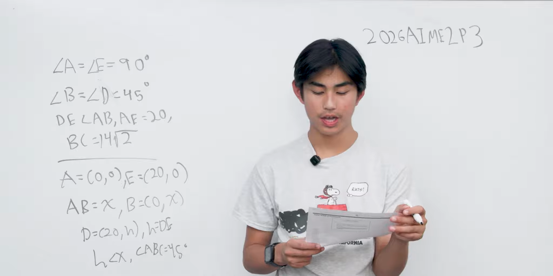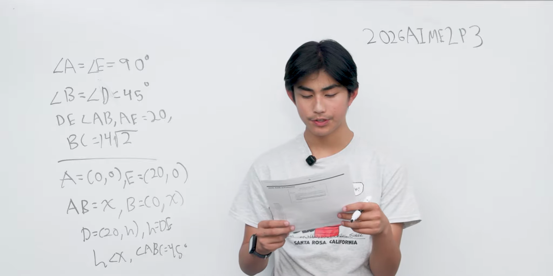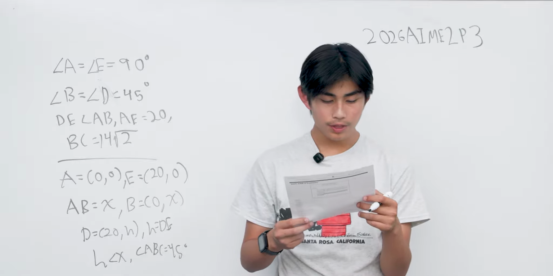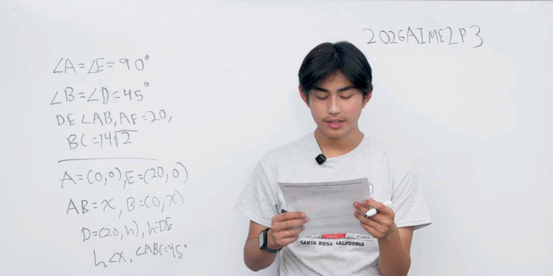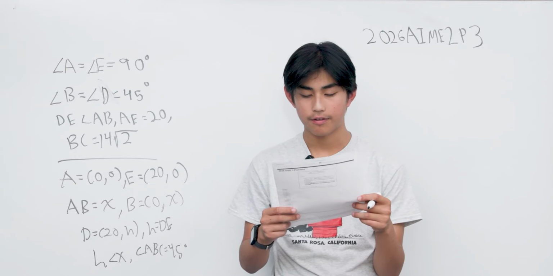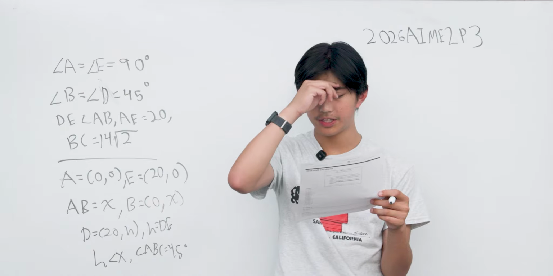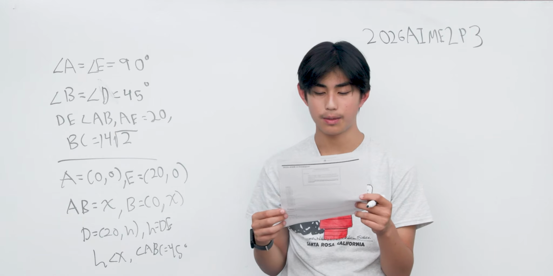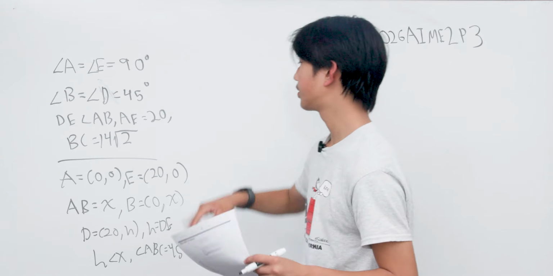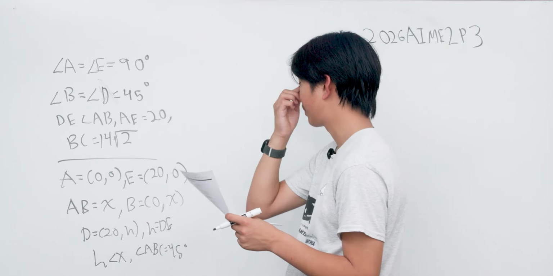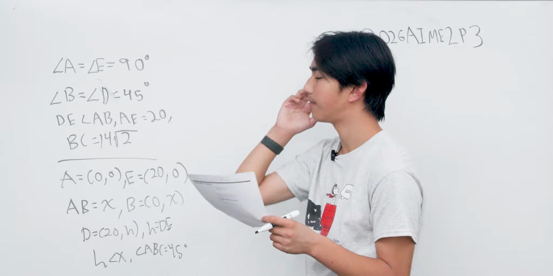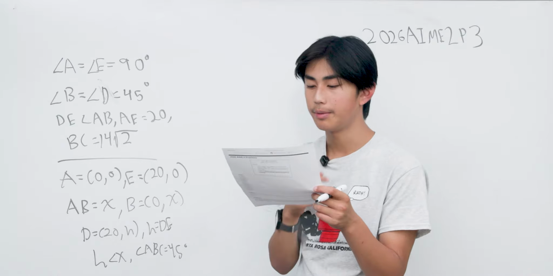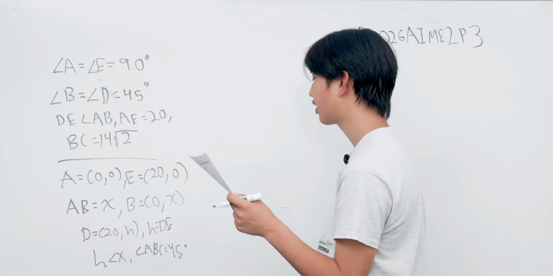D lie on the same side of line AE. Suppose further that AB is an integer with AB less than 2026 and the area of pentagon ABCDE is an integer multiple of 16. Find the number of possible values of AB. So this is basically most of the information that they gave us with values. We also know AB is less than 2026 and is an integer.